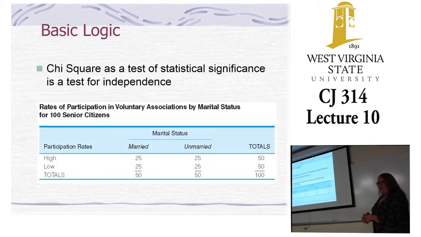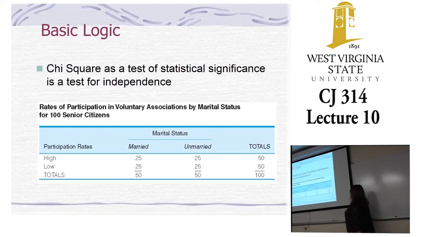All right, so let's take a look at a chi-square in action. Here we're looking still at marital status and participation rates. How many people were married and had a high participation rate? 25. How many people were unmarried and had a high participation rate? How many people were married and had a low participation rate? And how many people were unmarried and had a low participation rate? 25. Not hard to read. We can do this. You got it.